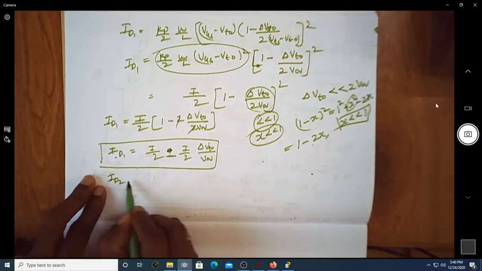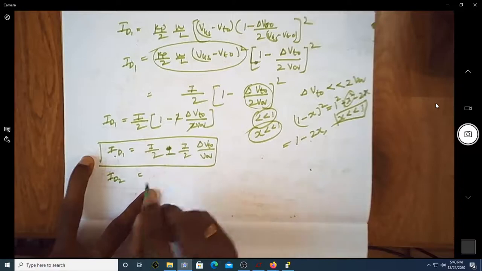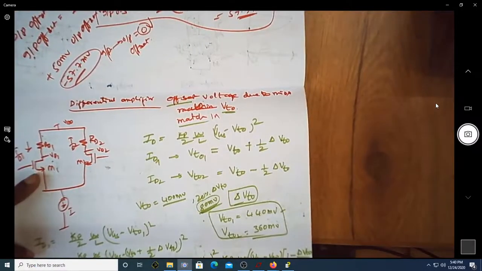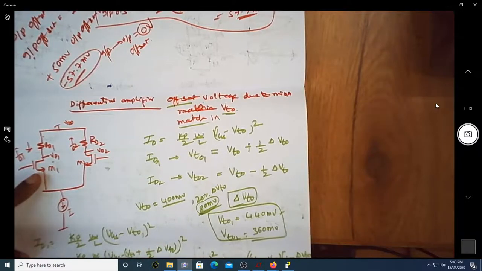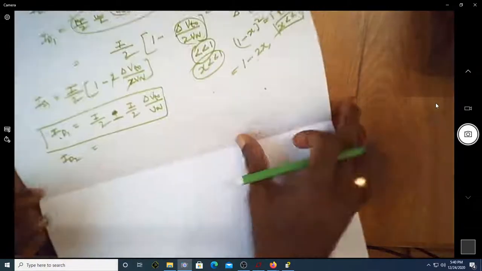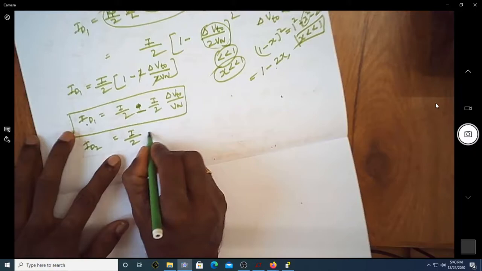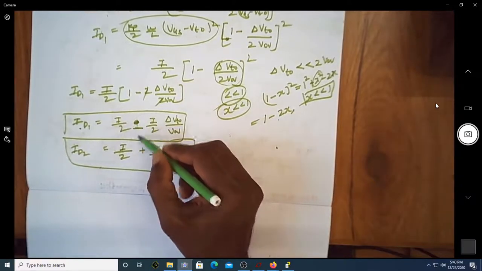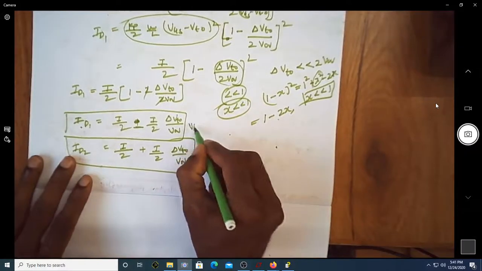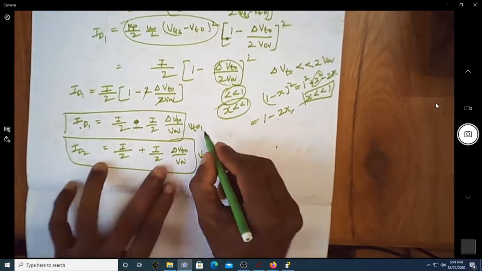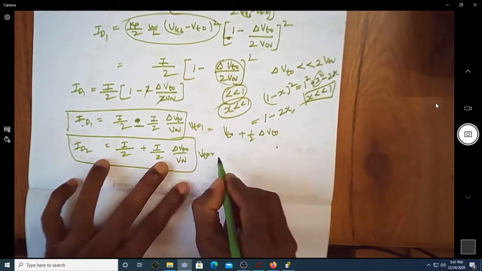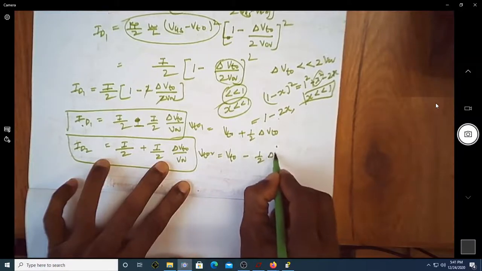Similarly, if you take ID2, which has a value of VTO2, of course, we have considered VTO1 as VTO plus half of delta VTO. So this exactly reduces to I by 2 plus I by 2 into delta VTO by VOV. This is the only change: instead of a minus over here, we are going to have a plus for ID2. So what is VTO1 here? It is VTO plus half of delta VTO. Here it is VTO minus half of delta VTO.